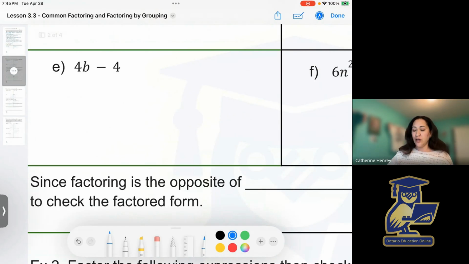So again, we're just working on common factoring. There's no letter that's common to both of these terms, but there is a 4 that's common to both of these terms. So I can factor out the 4. And in the first term, 4b divided by 4 would be b. And then in the second term, negative 4 divided by 4 is negative 1.